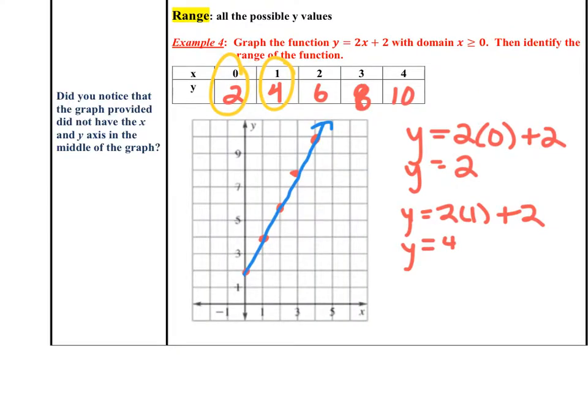Question, we are not done because it says identify the range. Remember, range is all your possible y values. In this graph, what are my possible y values? Tell your neighbor. Where do they start? Where do they go?